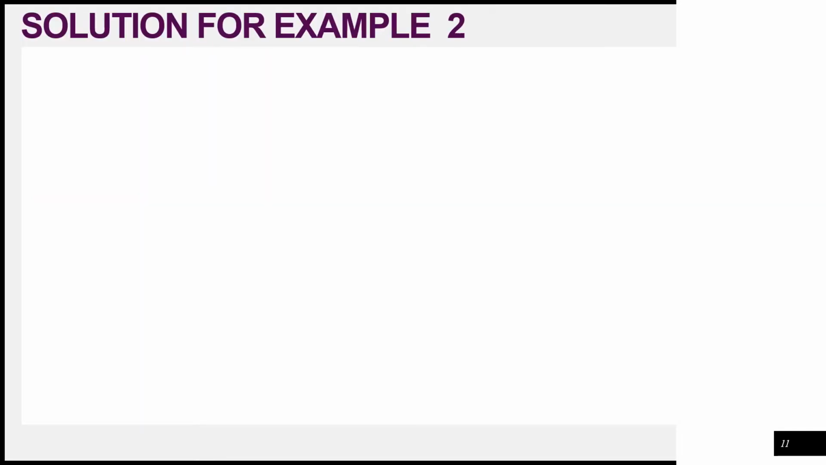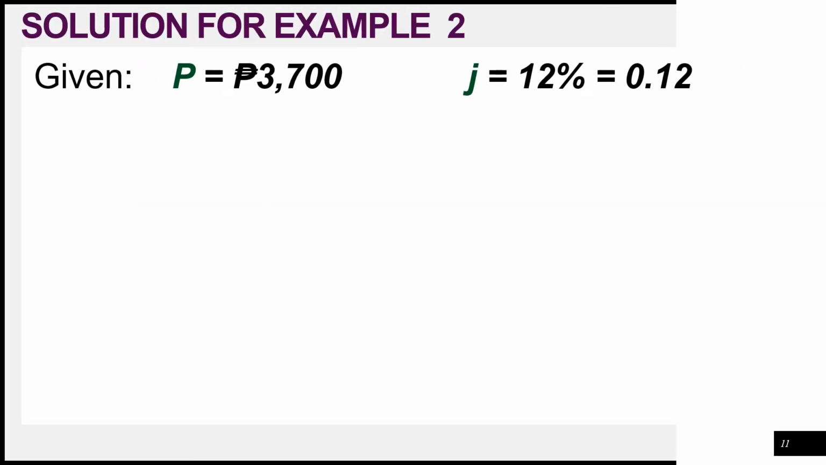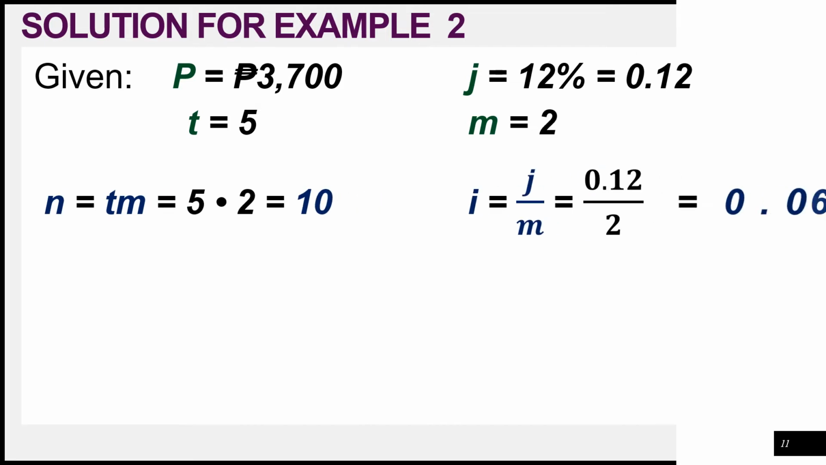Now, for the solution for example number 2, we have the following given. Our principal amount is 3,700 pesos. Our J, or the nominal rate, is 12% converted to 0.12. Our term is 5, and our M is equal to 2 since it is said to be semi-annually. Now, getting the value of N, we multiply the values of T and M. We have T is 5 and M is 2, so we get the product of 10.